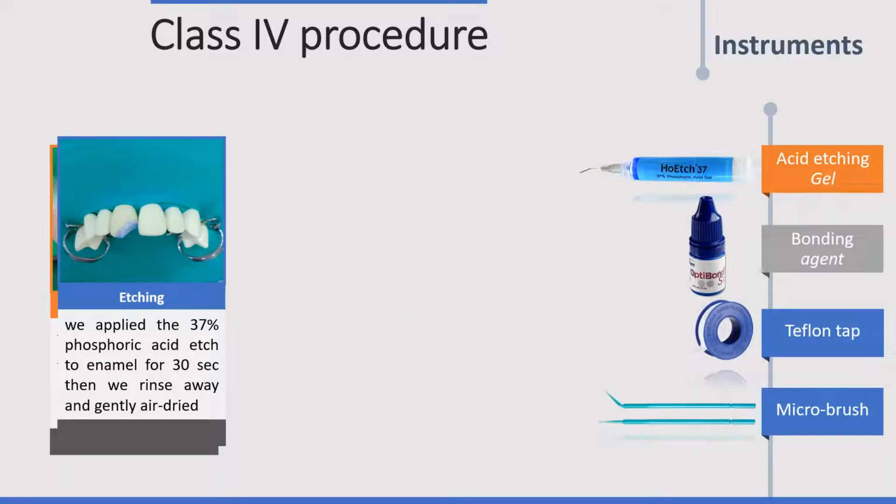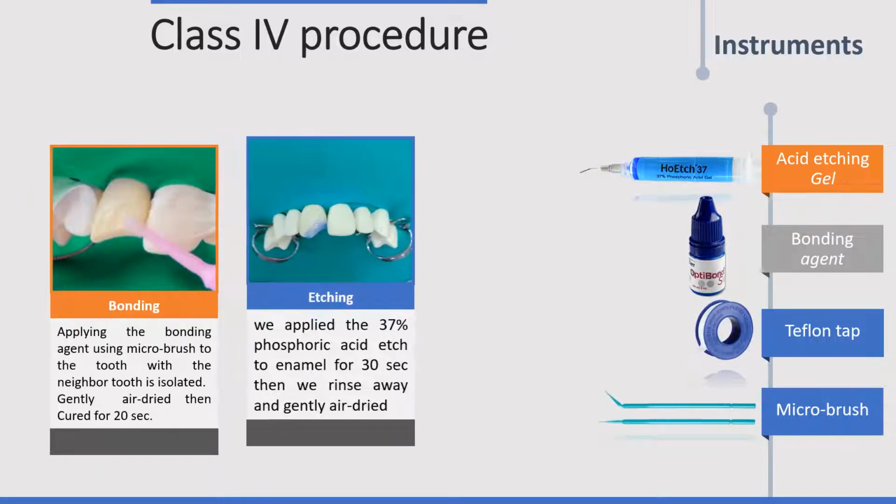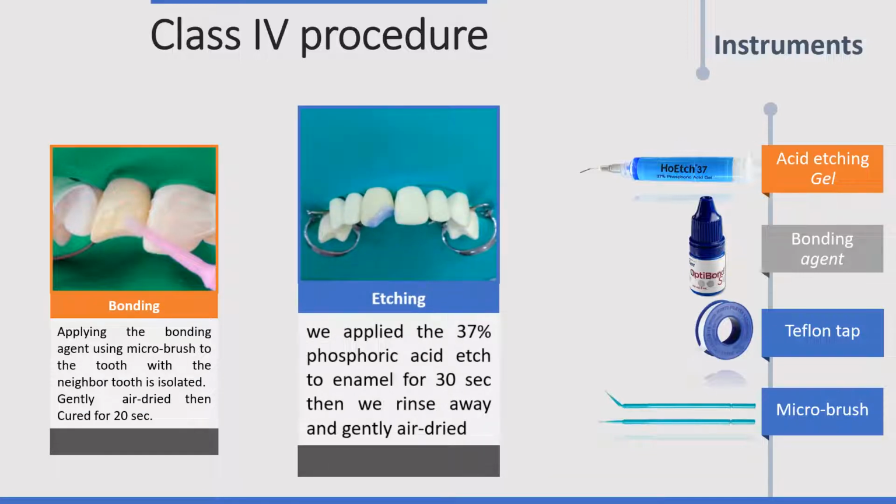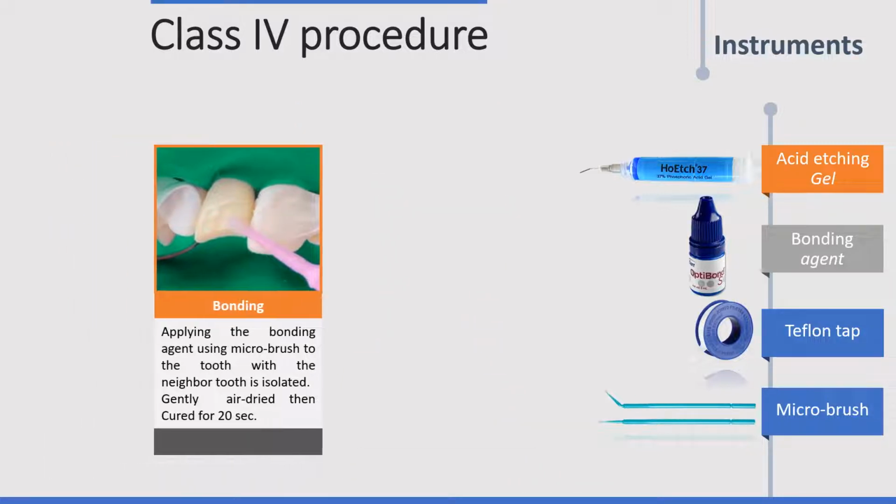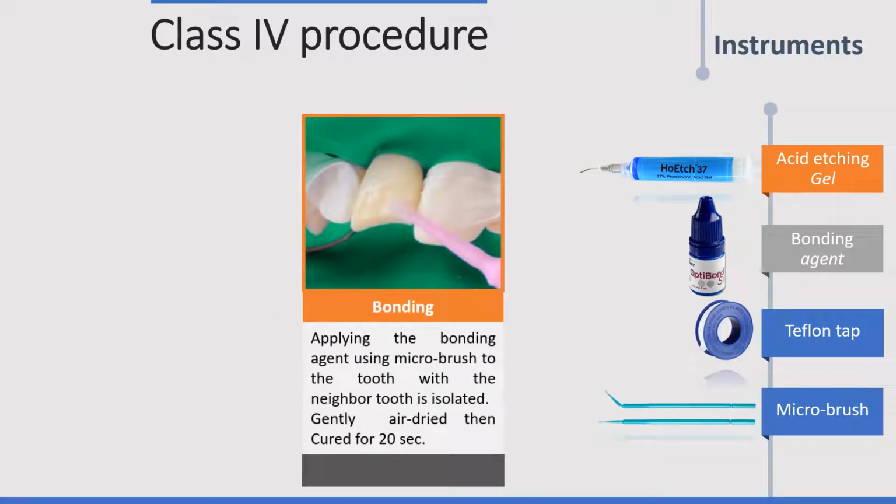For etching and bonding, we will use acid etch of 37% concentration phosphoric acid in the form of gel, bonding agent, Teflon tape, and micro brushes. We apply the acid etch on enamel for 30 seconds and on dentin for 15 seconds. Rinse it away and dry it gently to get a chalky appearance of the tooth. Applying the bonding is the next step using a micro brush and protect the neighboring teeth using Teflon and light curing for the teeth being prepared for 20 seconds.